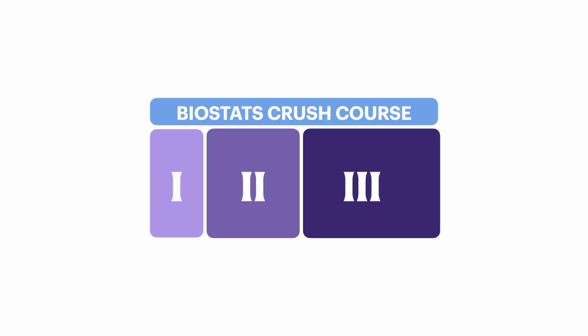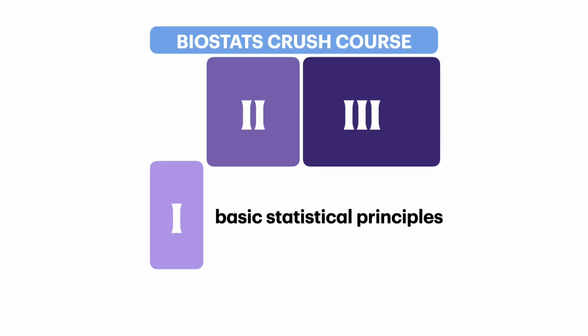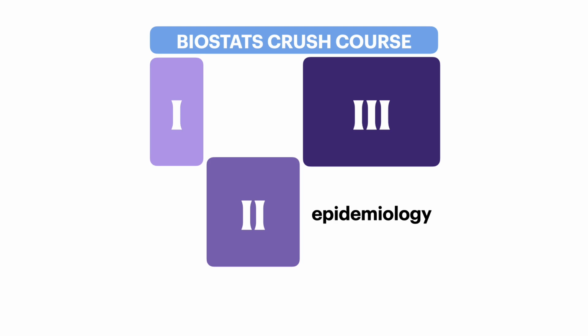This playlist is going to be broken down into 3 sections. Section 1 is just going to be the basic statistical principles. It's going to be a good introduction to biostats and it serves to form the foundation of everything that we're going to do afterwards. Section 2 is epidemiology, understanding all the different types of studies and the typical questions that NBME loves to ask. What's the difference between a cohort and a case control, etc.